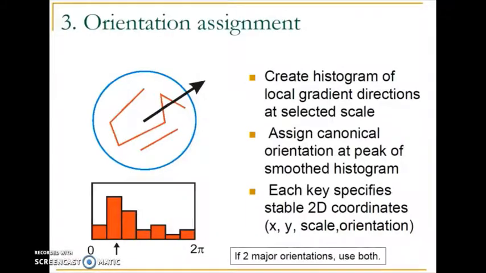Now, once we are done with this step, we basically have information at four different tiers. We have the x and y dimension of the stable point that we have found. We know the scale to which this point is sensitive, and we know the orientation of this particular point based upon the histogram of local gradients that we have calculated.